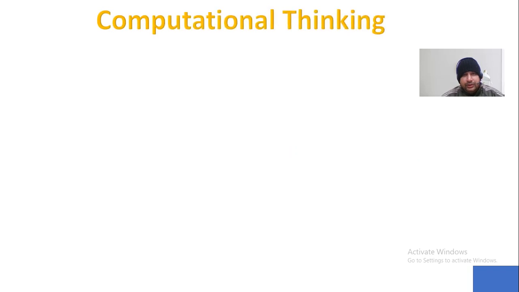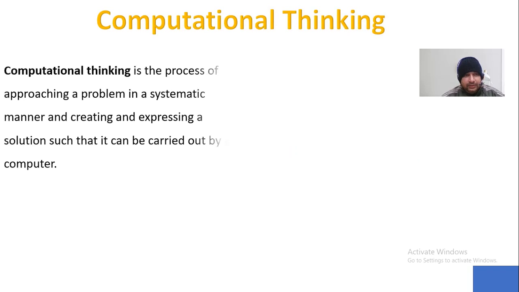Now we'll be talking about computational thinking. Computational thinking is the process of approaching a problem in a systematic manner and creating and expressing a solution such that it can be carried out by a computer.